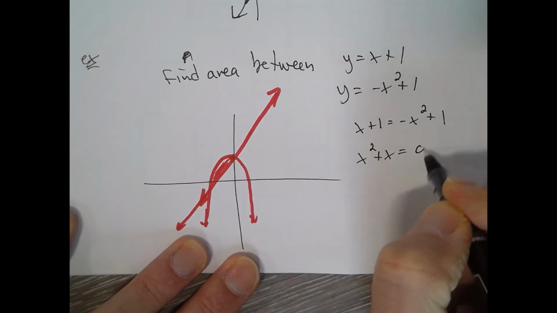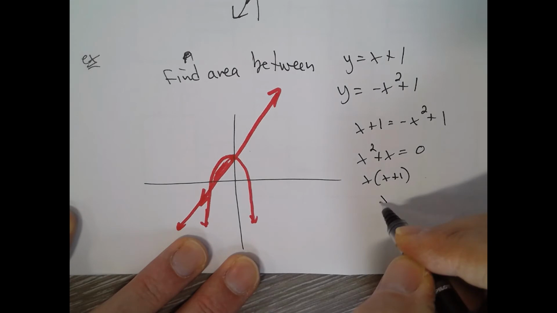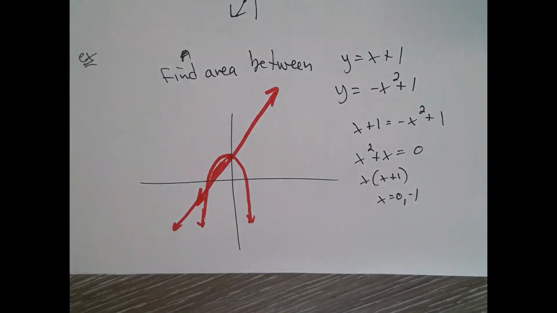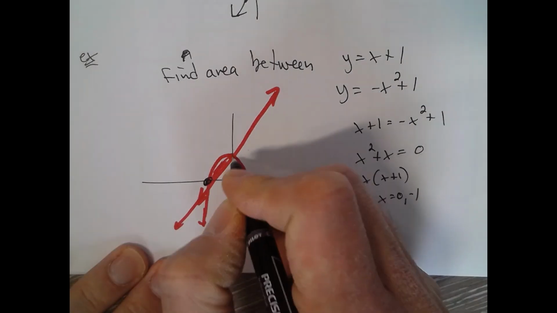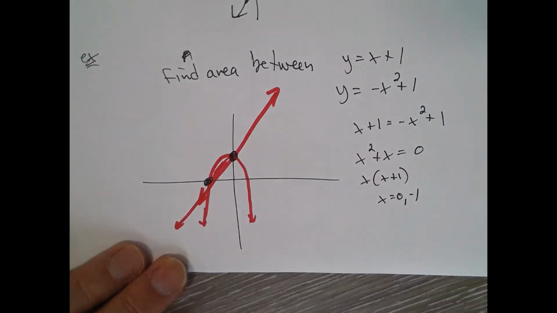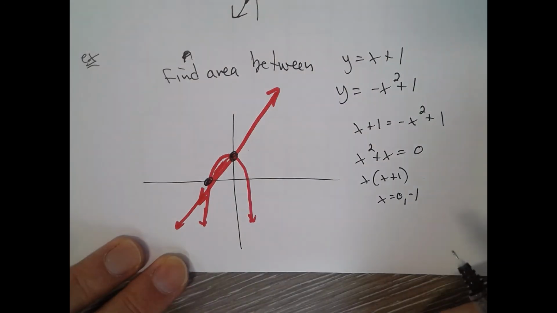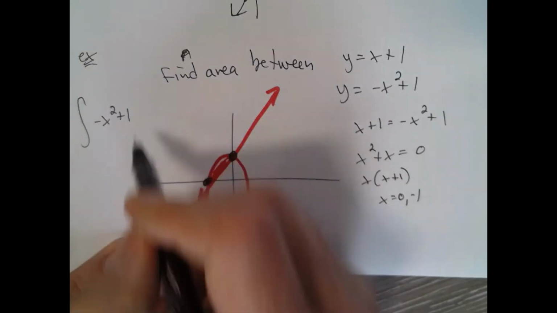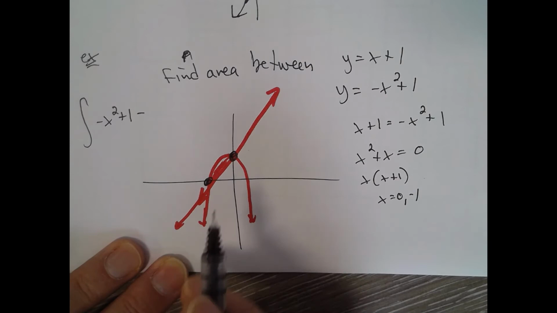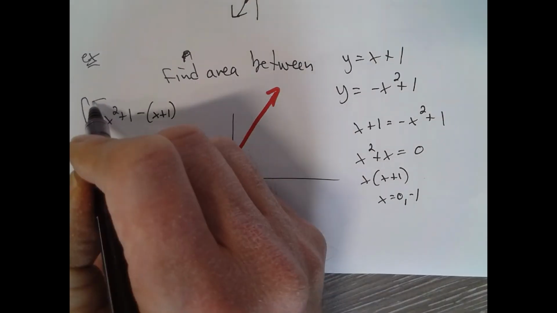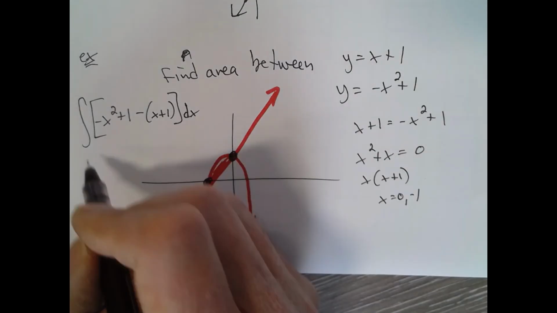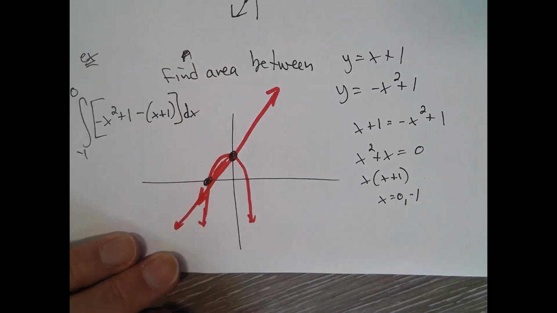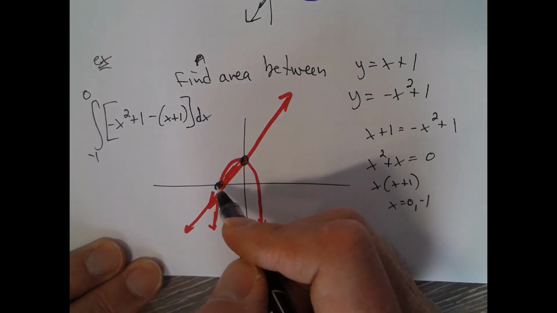X equals 0, so we have 0 and negative 1 as the x values of our points of intersection. Right here and right here. We don't need to know the y value because we're integrating with respect to x. Top minus the bottom. So our integral would be our parabola minus our line, which is x plus 1, make sure you put it in parentheses, from negative 1 to 0. And that'll get you this area right there.